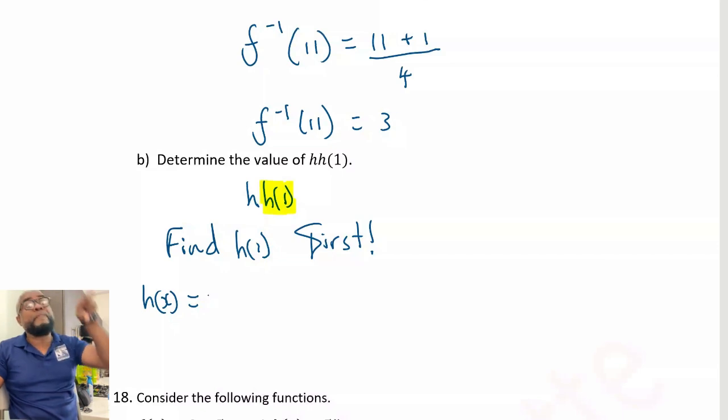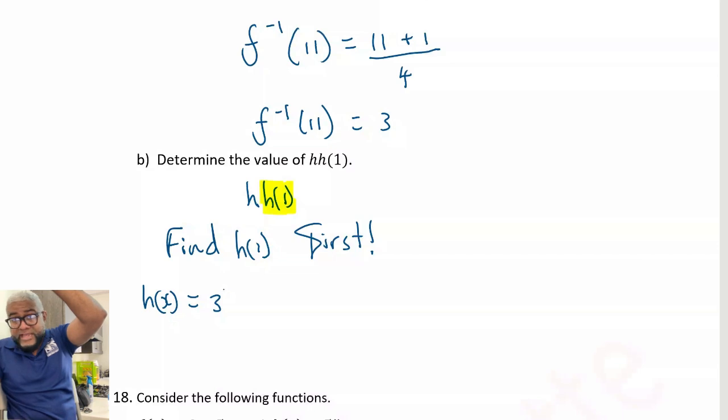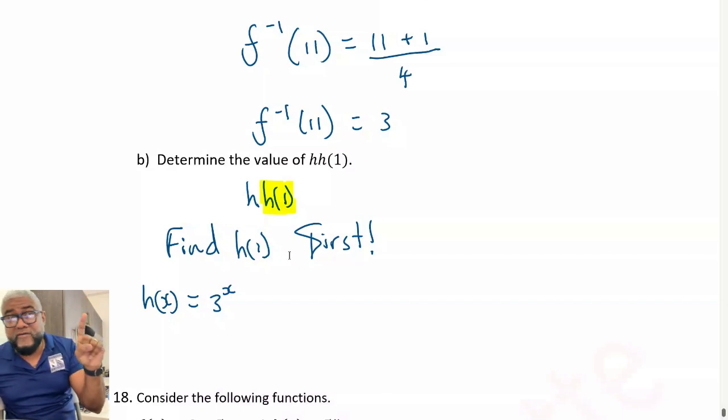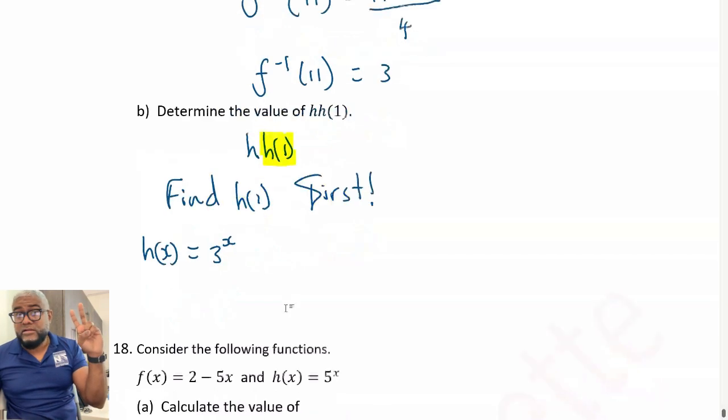3 to the power of x. That's what the question gave us, right? 3 to the power of x, not 3x. I say that 3x and 3 to the power of x are two totally different things. Are we clear? Right.